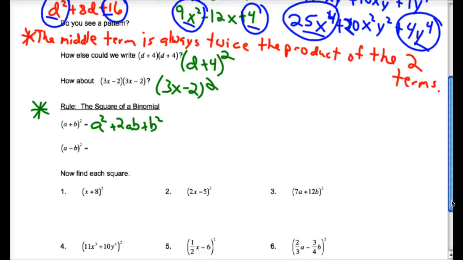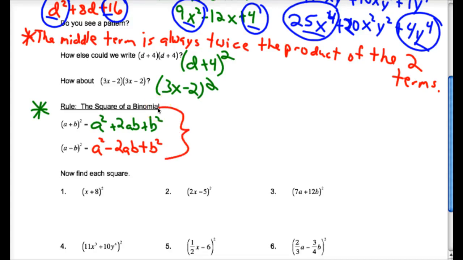If it's minus and you're squaring it, it's going to be a squared minus 2ab plus b squared. And somebody said, why is it always plus at the end? Because when you square anything, it's just positive. Is the last term always going to be positive? Yes.